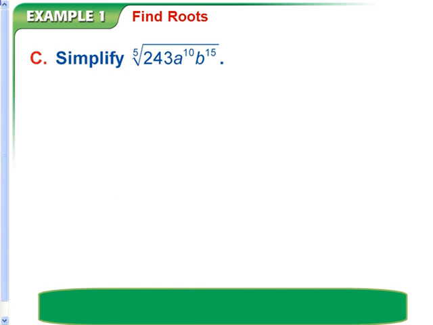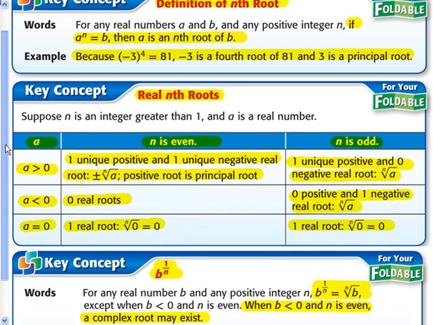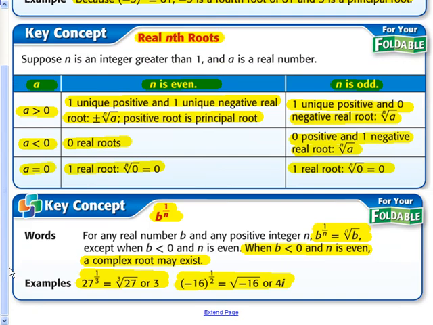Okay, let's try this one. So let's split these apart. The 5th root of 243, the 5th root of a to the 10th, and the 5th root of b to the 15th. So we type this into our calculator. If we go back into our notes, we can see right here that this rule, b to the 1 over n, is the nth root of b. And so we can use that backwards, as it's written there.